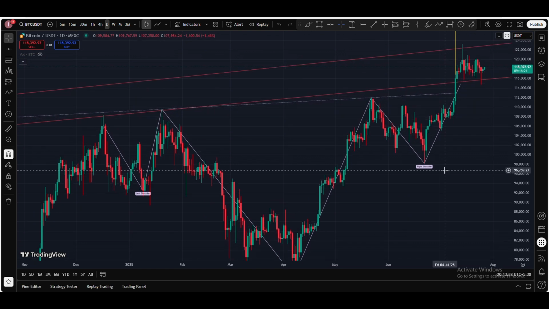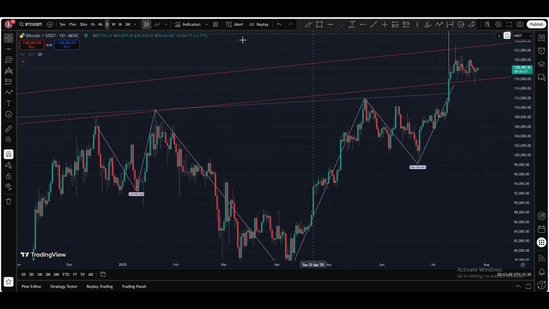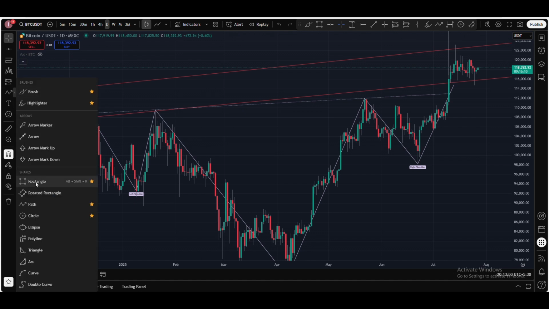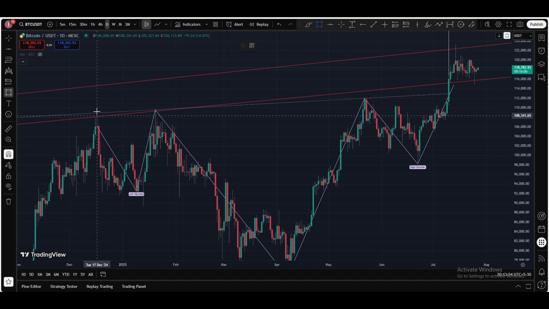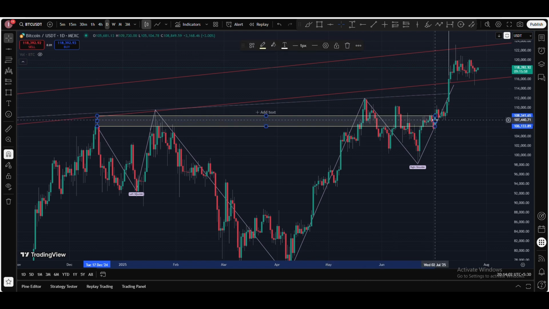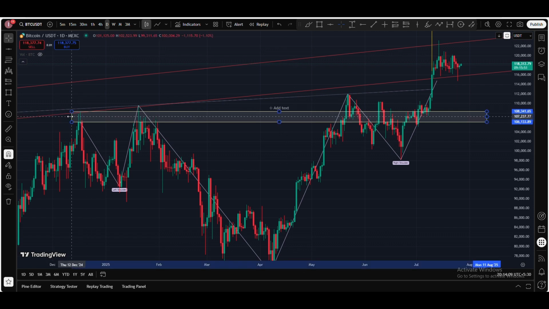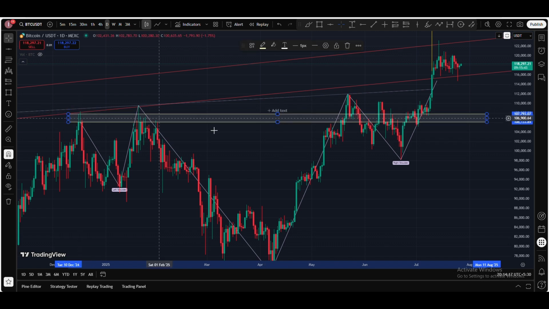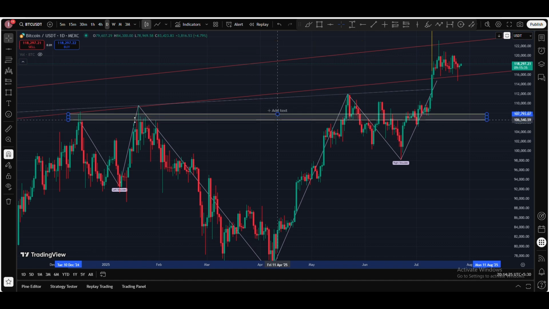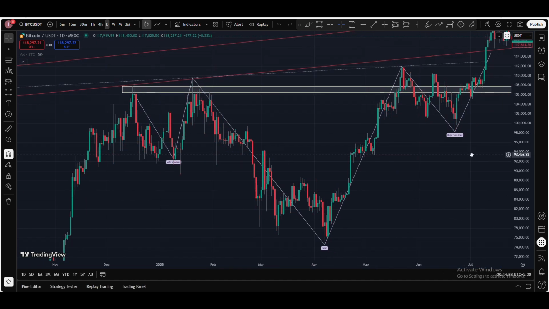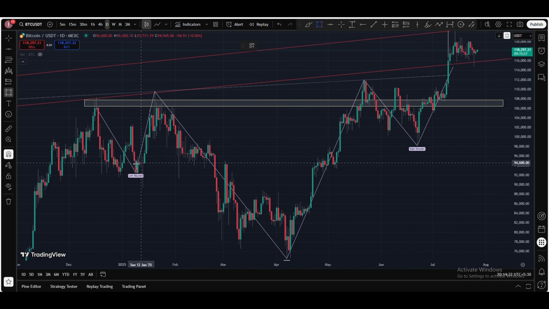Actually, now we can mark the support level. Therefore, we can use the trend support area. Therefore, we can use the rectangle tool, and with the rectangle tool we can mark the support area. We can reduce the level. That is no problem. Okay, perfect. Now we can mark another support area.